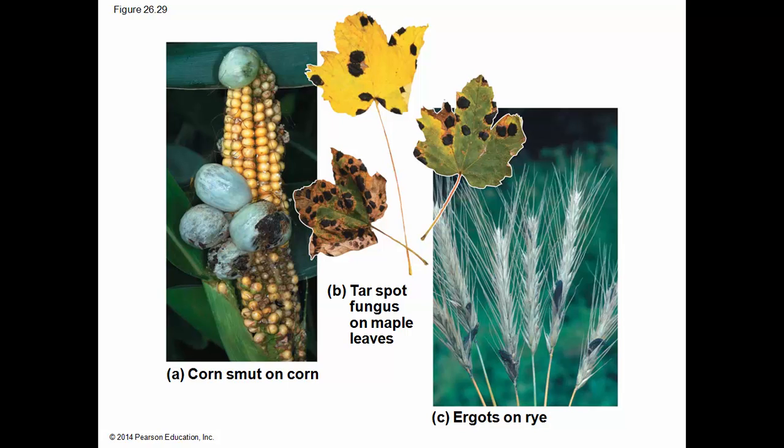Okay, here's corn smut. Corn smut is a fungus that attacks corn. It's actually in Mexico, where people have festivals and eat the corn smut. So it is edible. They cook it up with herbs and spices, and apparently it's delicious. I've never had it. Tar spot fungus on maple leaves. You can see this in this area. And these are ergots, which are a type of fungus that grows on rye. And ergots are interesting. They produce lysergic acid, which is the basic component of lysergic acid diethylamide, which is LSD, a powerful hallucinogen.